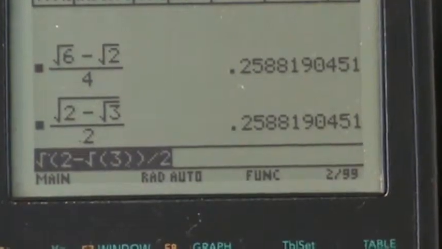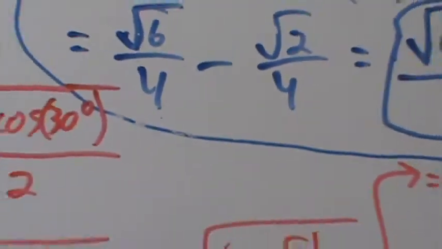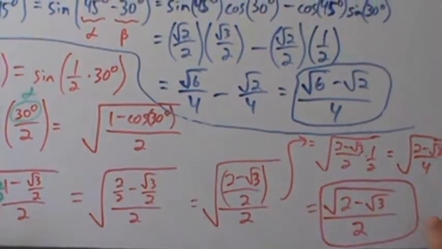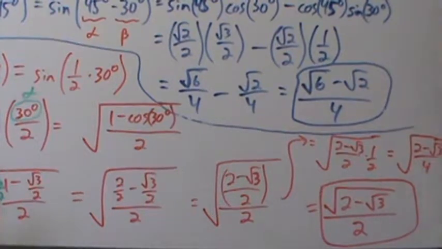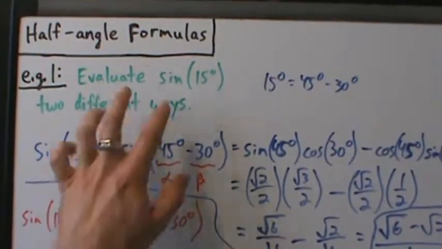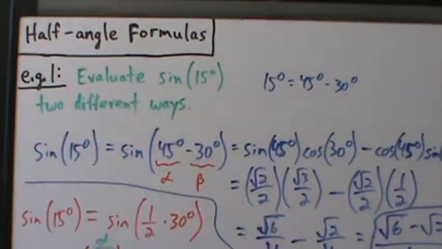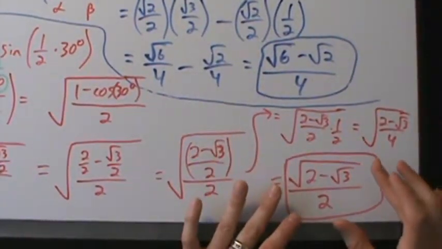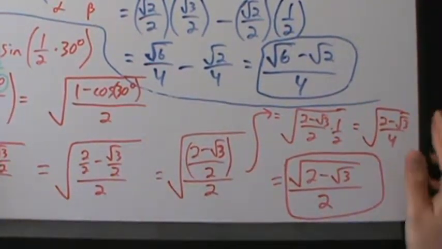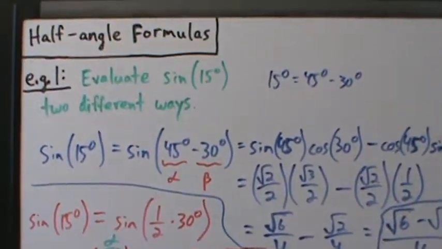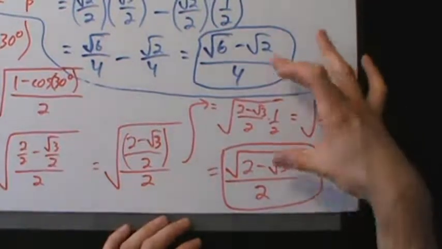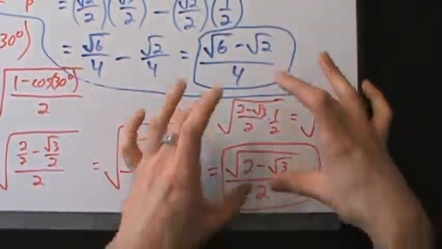And there are better ways of showing that really. You can algebraically manipulate either of these to make it look like the other. But anyway, the point here is that sometimes with these trig expressions, you can evaluate them more than one way, and you might get answers that look different, but they will be the same if everything was done correctly. So that's example 1 with half angle formulas. Evaluate sine of 15 degrees 2 different ways. And the same answer 2 different ways looks pretty different, but it is the same number.